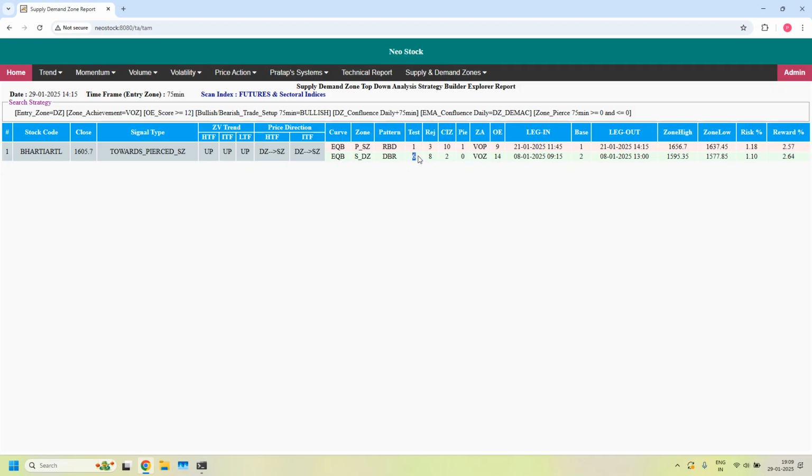So this is an even more high probability trade setup supported stock. It is already tested 6 times. Previously we have seen it was tested 5 times. Now that means recently again tested and again moving towards the supply zone. Excellent.